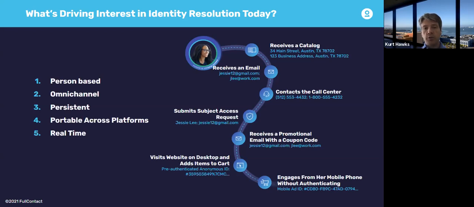So if we think about the consumer journey, just represented in a quite simple way on the right-hand side. So think about Jesse Lee or whomever might receive a catalog mailed to them, obviously via their home address or their business address. They might receive some kind of an email that they opt in. They might call the call center. They might, in California, submit a subject access request. So Jesse12@gmail.com says, "What do you know about me?" All these are breadcrumbs or identities that are provided over time.